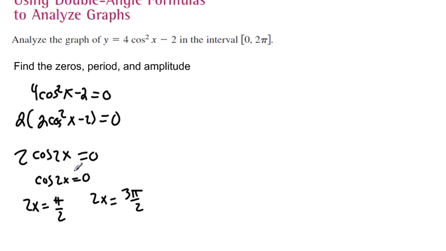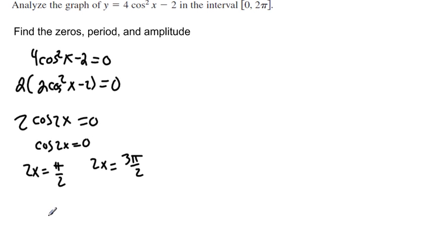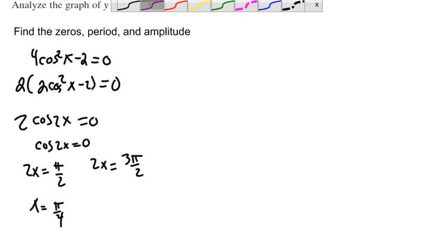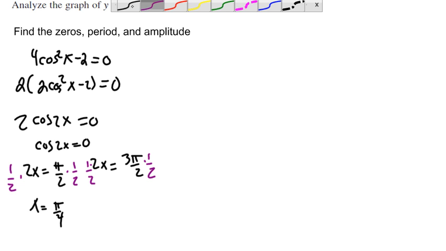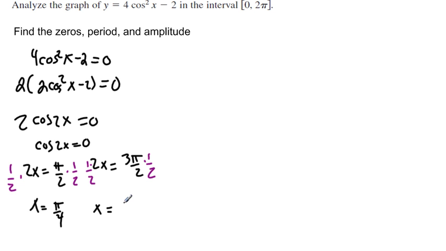But remember, whatever we're taking the cosine of needs to be set equal to our radian. So 2x equals pi over 2, 2x equals 3 pi over 2. If I solve for x here, x is going to be pi over 4, and I got that by multiplying both sides by 1/2. Same thing over here. Multiply this side by 1/2, multiply this side by 1/2, and our answer then becomes 3 pi over 4.